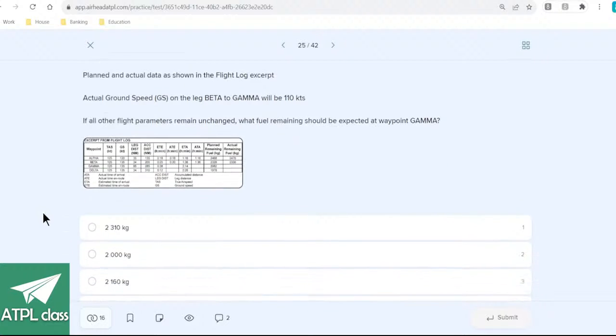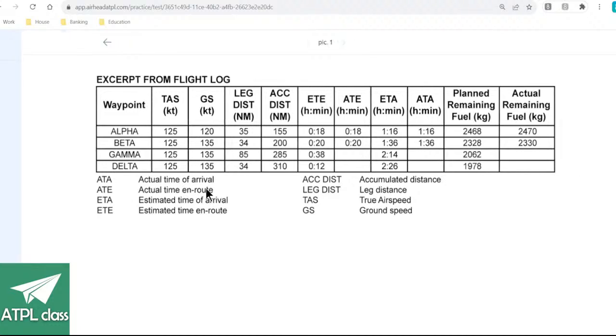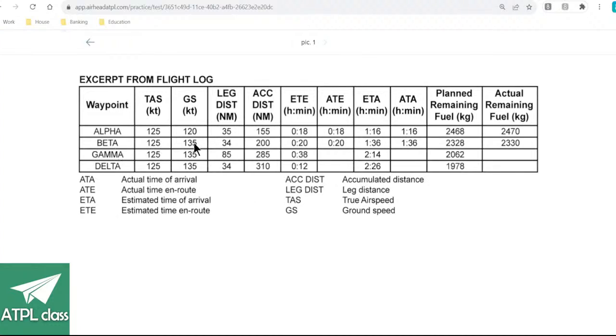Right. Next question. If all other planned and actual data shown in this, ground speed on the leg beta to gamma will be, B to G, it's going to be 110 knots. If all other flight parameters remain unchanged, what fuel remaining should be expected at waypoint gamma? Beta to gamma, ground speed is actually 110. So what's our alpha, beta, gamma, beta to gamma? It's going to be 85 nautical miles. So 110 and our distance is 85.